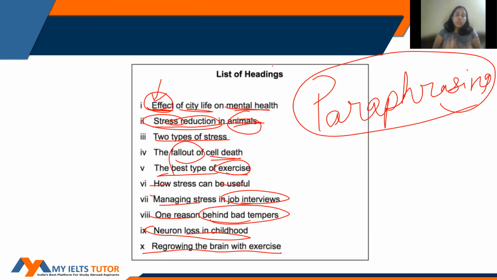Information which is given in other words, that is called paraphrasing. Paraphrasing is done by using synonyms or using phrases or by changing the sentence structure. We will understand paraphrasing when we solve the questions one by one, right? So let's have a look.